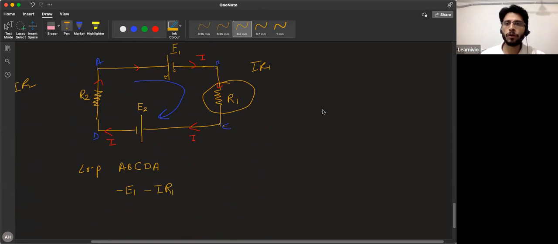Next, let's move from C to D. When we go from C to D, this is the cell. Are we moving from higher to lower or lower to higher? Higher to lower. So will it be positive or negative? Negative. Higher to lower, fall, it's negative. Minus.